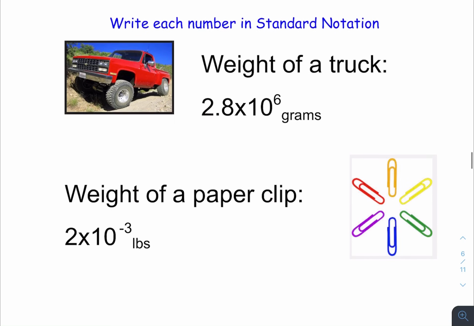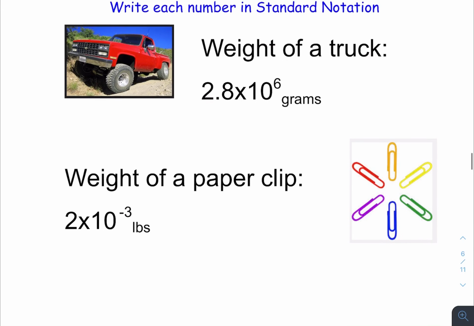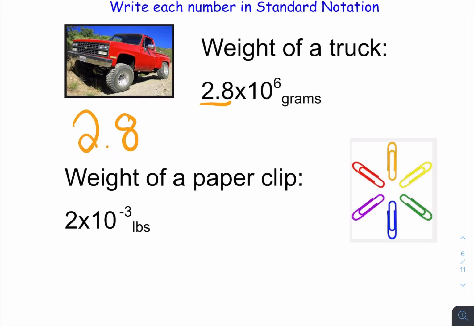So now what we're going to do is work backwards, right? Write each number in standard notation. I always start by writing out your A. My A is 2.8, but now notice I have times 10 to the positive 6. Positive tells you right away I'm moving it 1, 2, 3, 4, 5, 6 spots. And since it's positive, that means to the right. Wherever there's an open spot, you're always going to fill that in with a 0.